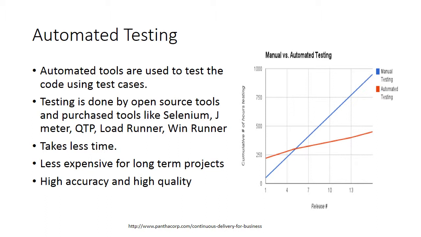When we see the graph here, as the number of releases into the market increases, automated testing becomes stable, whereas the cost of manual testing increases gradually.